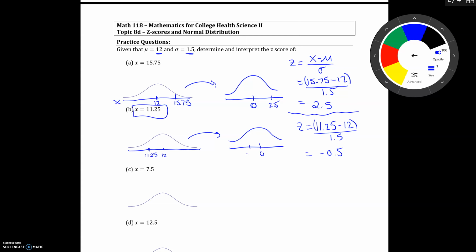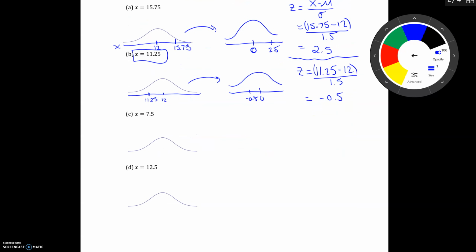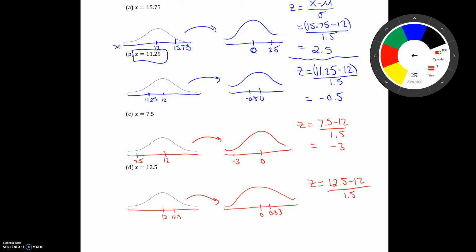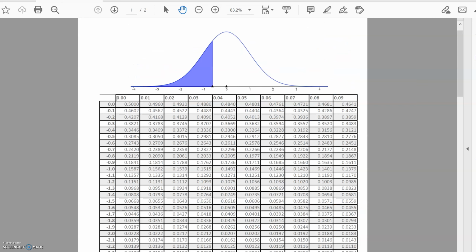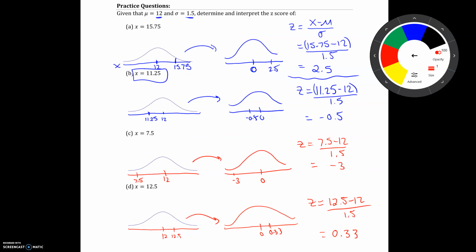of negative 0.5. Okay, so now that we've done two examples together, pause the video and try out the last example here. So an x value of 7.5 comes out to a z value of -3, given the mean and standard deviation that we were given. And an x value of 12.5 comes out to a z value of 0.33 given the information we're given. When we're calculating z values, we're going to be rounding to 2 decimal places because that's the accuracy that we're going to be able to look them up in our table.